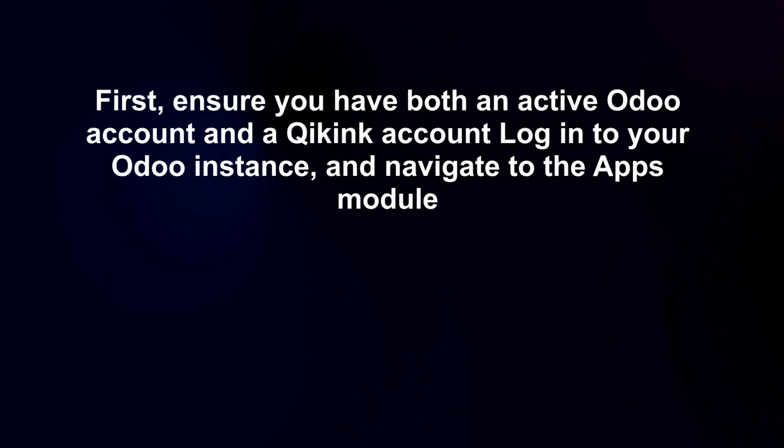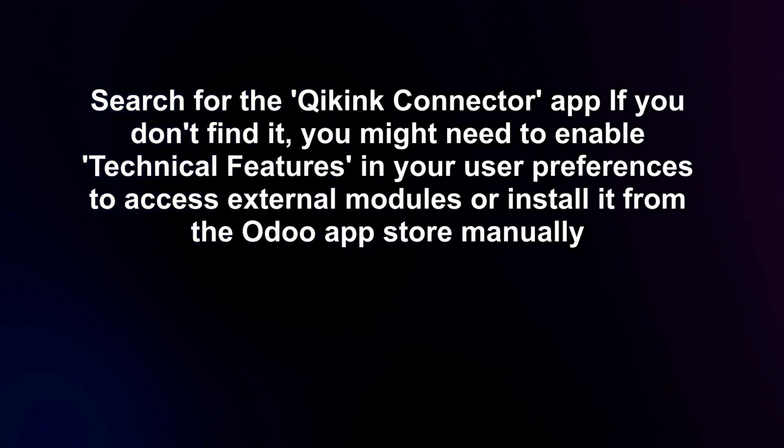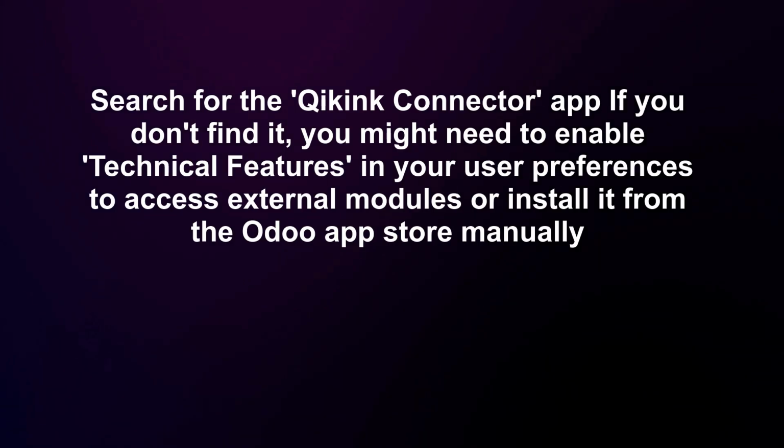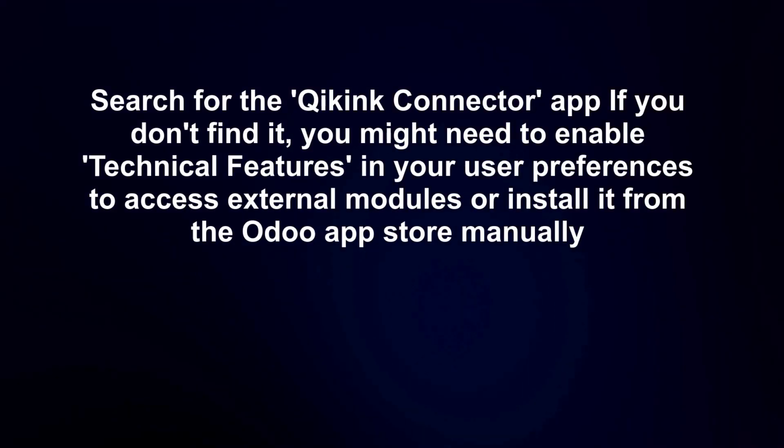Log into your Odoo instance and navigate to the Apps module. Search for the Qikink Connector app. If you don't find it, you might need to enable technical features in your user preferences to access external modules or install it from the Odoo App Store manually.